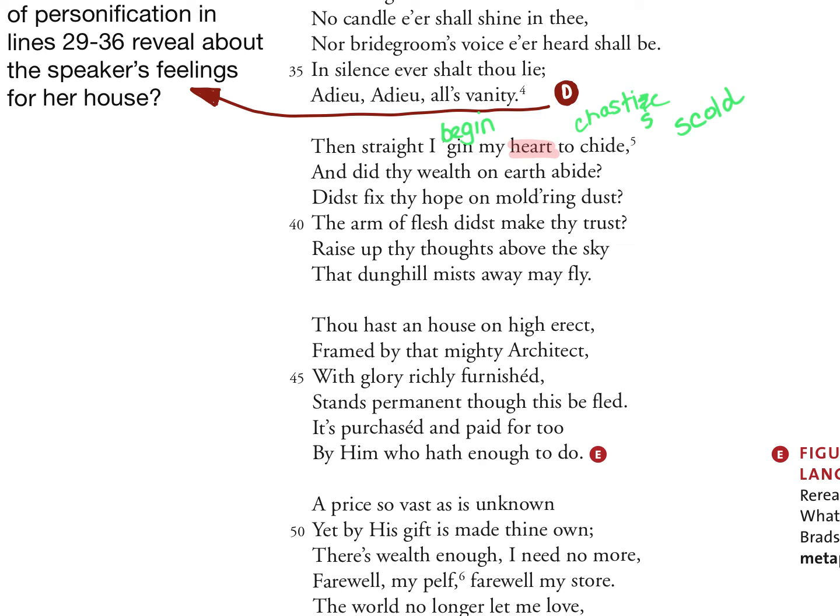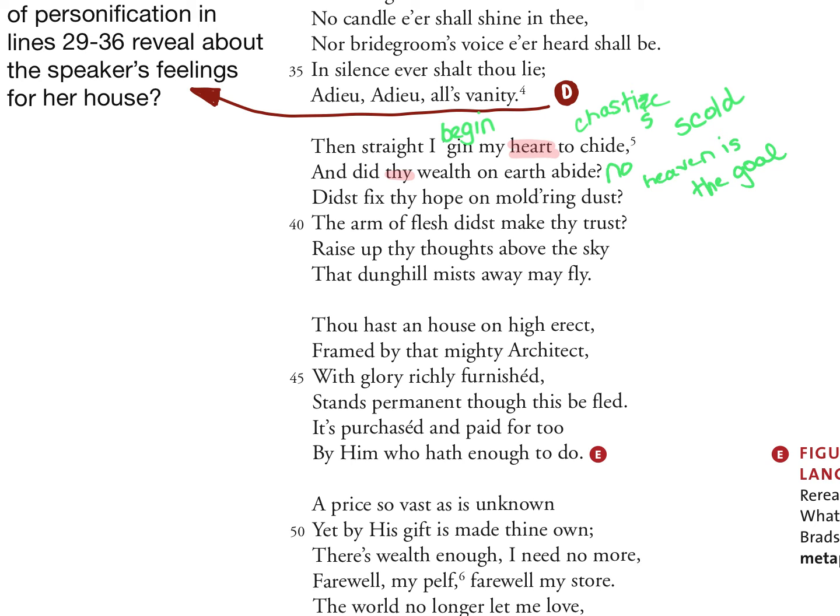Okay, and she says to her heart, did your wealth on earth abide? Okay, heart, you're a Puritan. Is your wealth on earth? And the answer is no. As a Puritan, your wealth is in heaven. Everything is about the end game. Heaven is the goal.